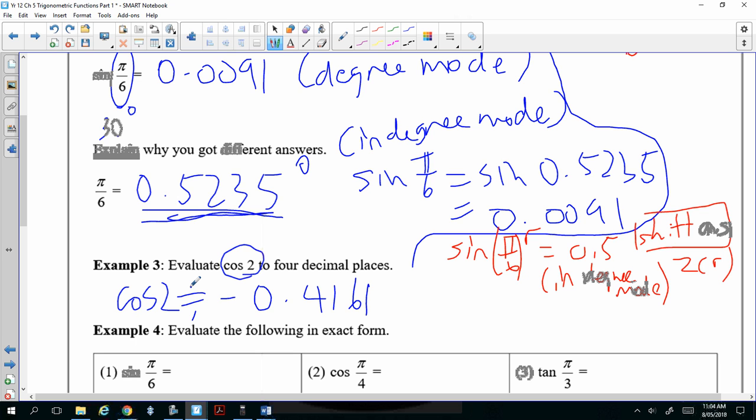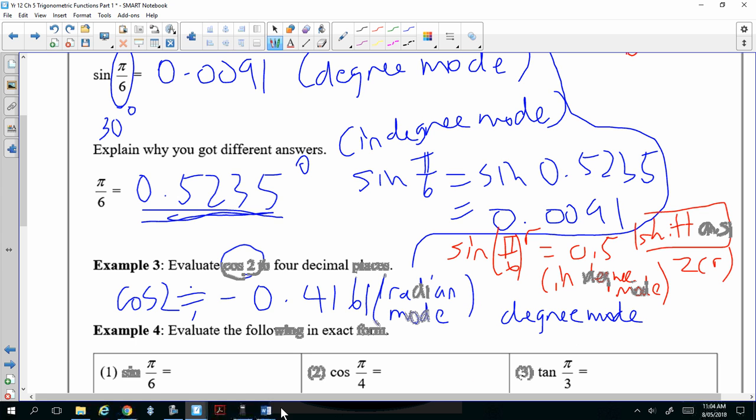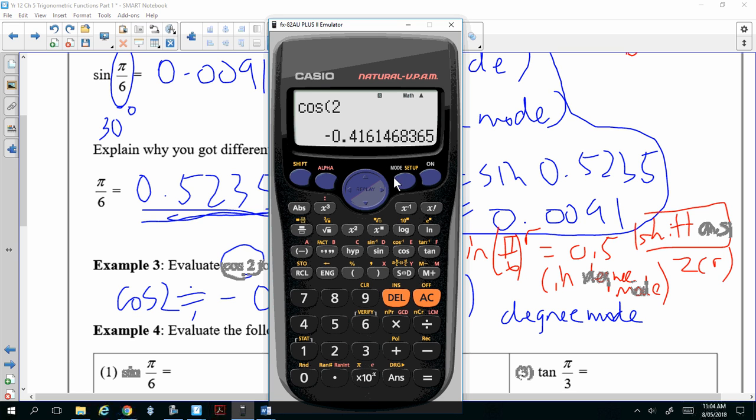Or you can do it in degree mode. In degree mode, what you need to do is to press shift mode. Let's go back to degree. Now it doesn't give you that, right? It gives you a different answer. So what you need to do is just press shift that one, radian. Cos 2 radian equal, gives you that. Okay? Alright, so degree mode, you just press cos 2 with that little r on top. Okay?